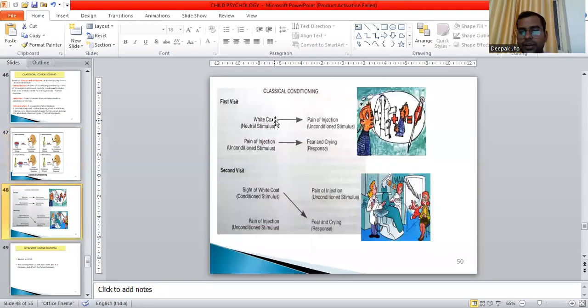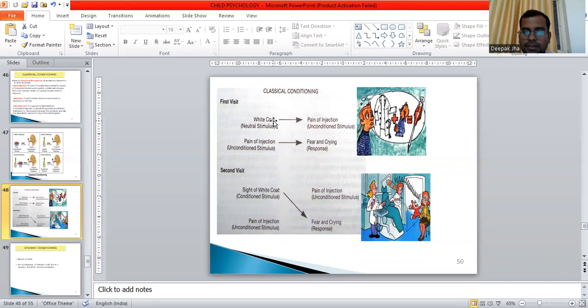So the example is over here. First visit of a child to the dental clinic, what happens is the child sees a white coat. The white coat is the neutral stimulus. There is nothing which has happened. And the dentist gives an injection or maybe performs any painful activity on the child. So there is pain. And when the pain occurs, there is fear and crying. Okay, that will happen in the child.